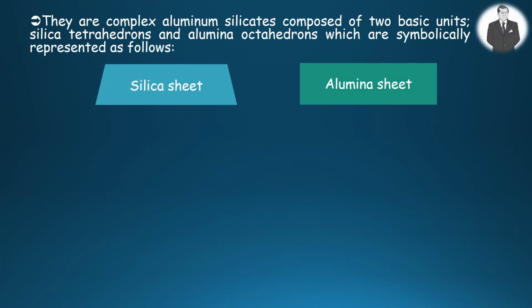Clay minerals are complex aluminum silicates comprised of two basic units, namely silica tetrahedrons and alumina octahedrons, which are symbolically represented in the figures as silica sheet and alumina sheet.